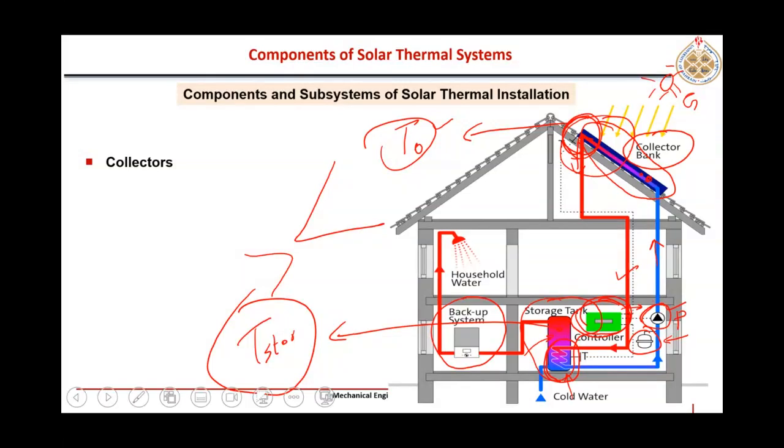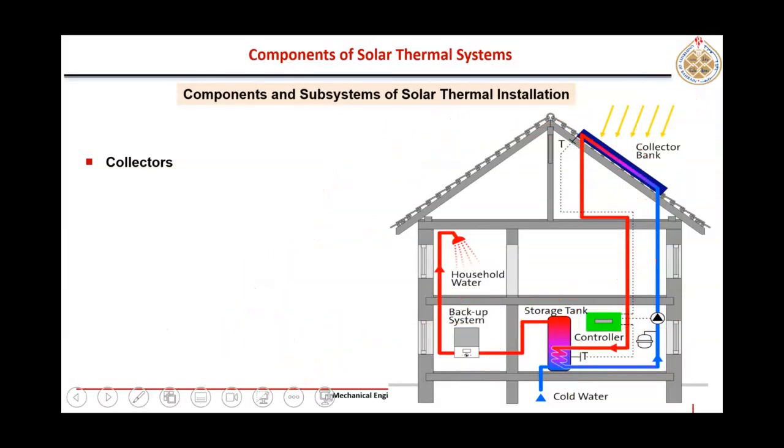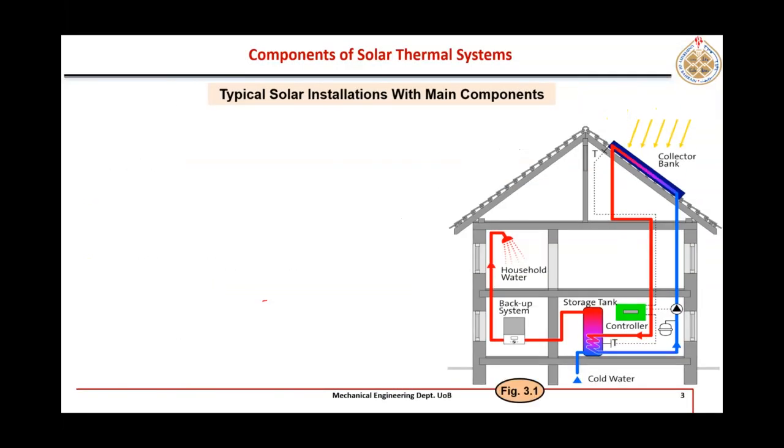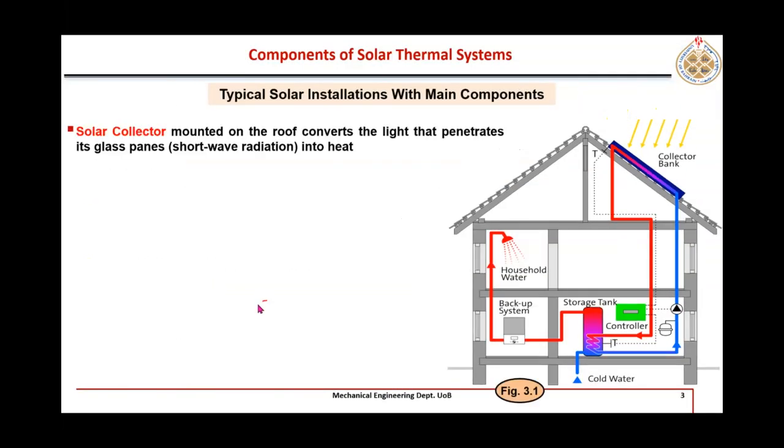So these are the typical components of any solar thermal installation: collectors, storage tank, heat exchangers, pumps and expansion chambers, controllers, and other components, like all those pipes and the different types of valves which are used. Those come under this category of other components. So the main components are shown here.